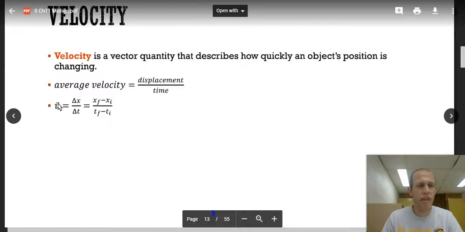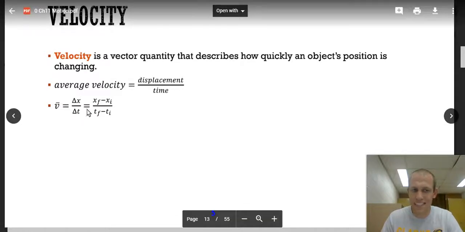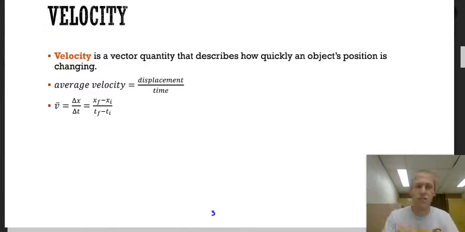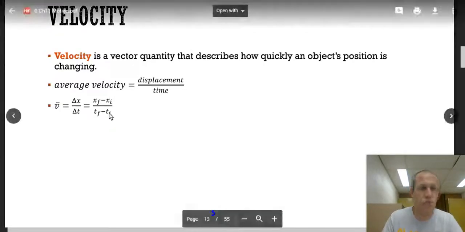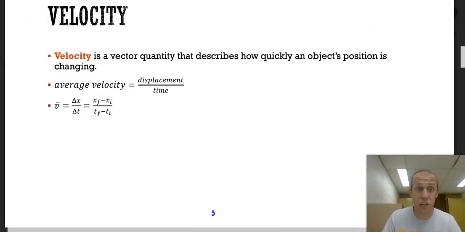Notice here we have average velocity with that little bar over the top. It's talking about delta x, which is change in position, and delta t, which is your change in time. So you take the final position minus the initial position, divided by the final time minus the initial time. Usually we think about this just as t, because we're looking at, over this many seconds, over 2 seconds, and then we just punch in a 2. A lot of times the calculation for tf minus ti is already done for us.